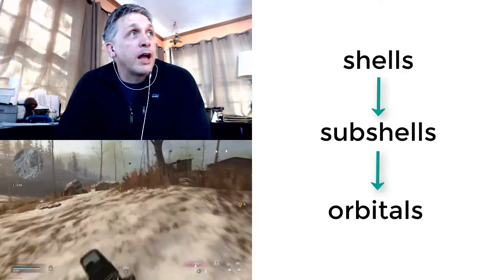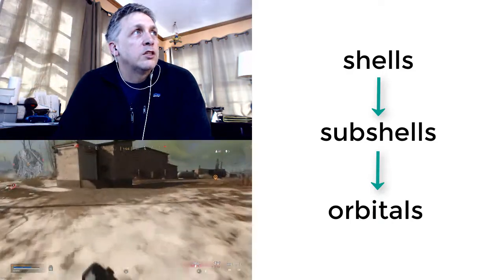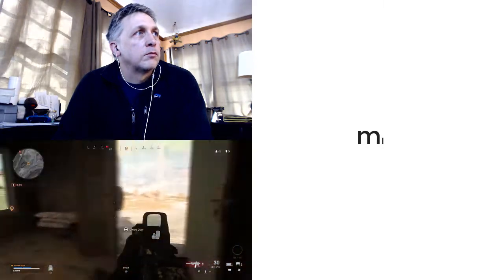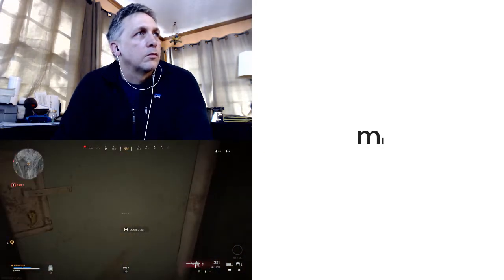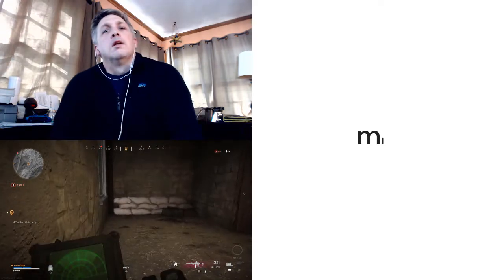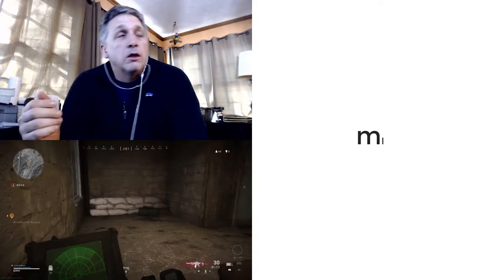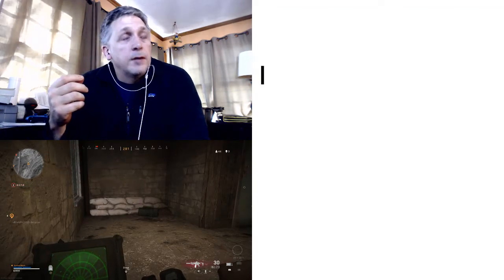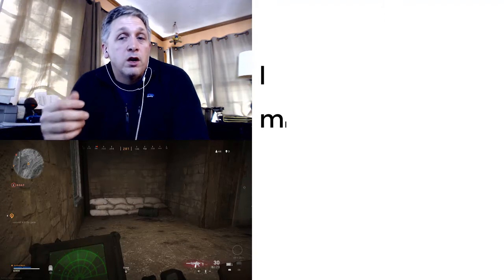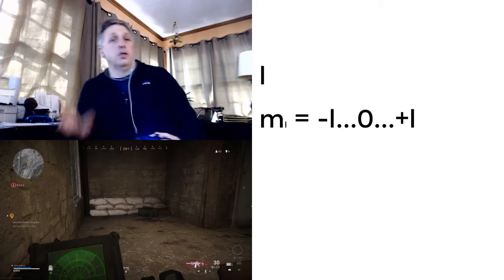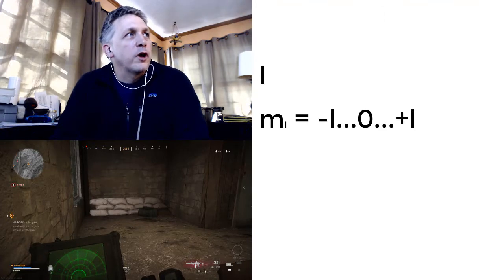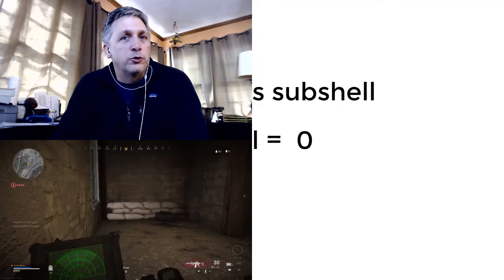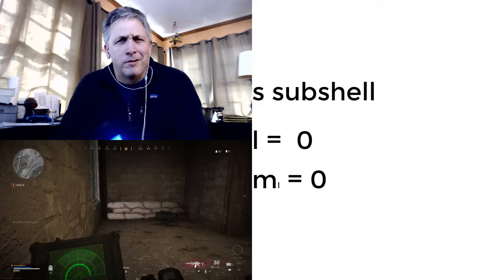And the way we figure out how many orbitals are present is we use what we call the magnetic quantum number, or m sub L. The way m sub L relates to L is, for any value of L, whatever subshell you're talking about, m sub L can have a value of negative L up to plus L, including 0. So if you're talking about the S subshell, that means L equals 0. The allowed value when L equals 0 is just 0, because you don't have a plus or minus 0.